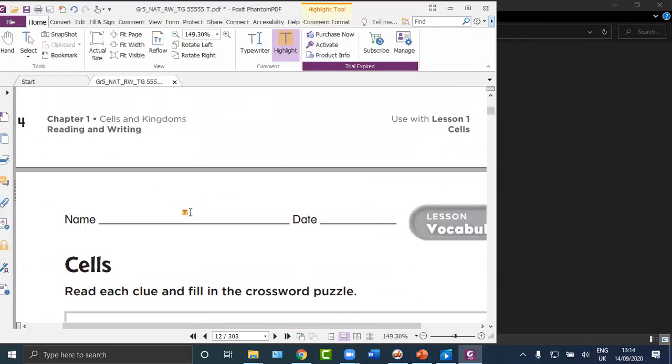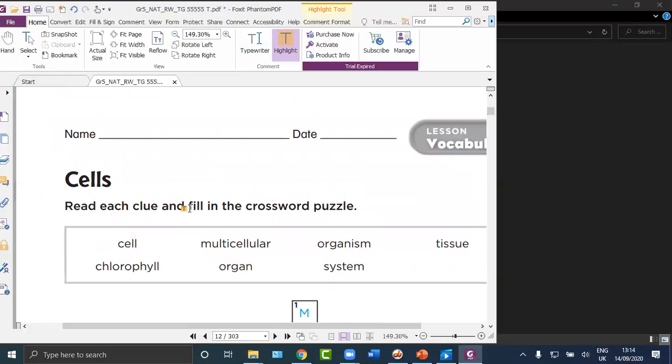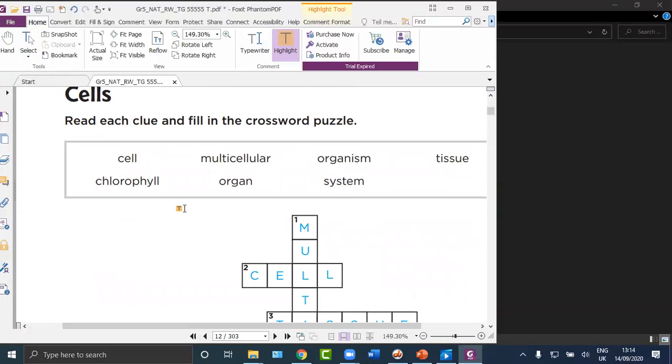Okay, page. Now puzzles. Crossword puzzles. Read each clue and fill in the crossword puzzle.